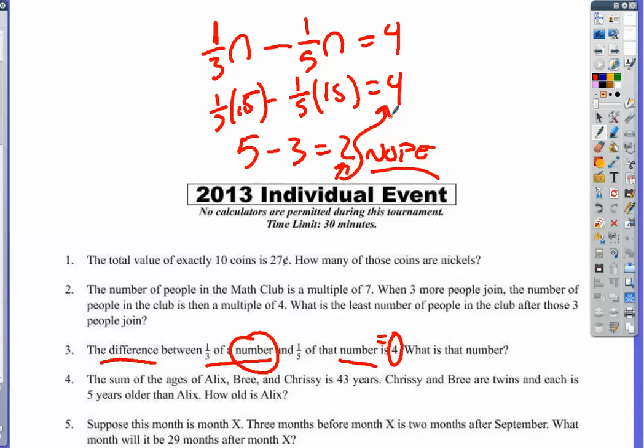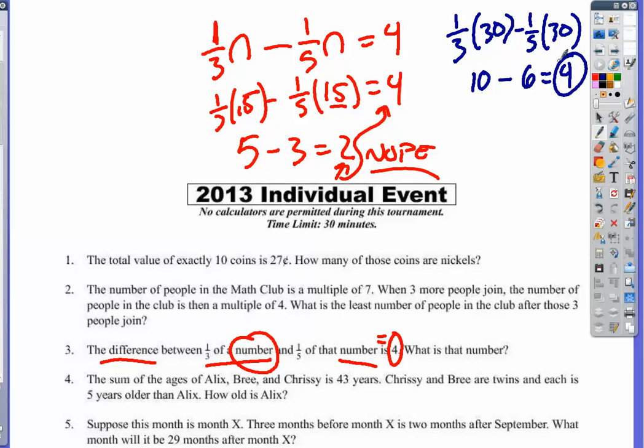So that must mean that this number must be twice as big. What's twice as big as 15? 30. So let's try 30. 1/3 of 30 minus 1/5 of 30. 1/3 of 30 is 10. 1/5 of 30 is 6. And we get a difference of 4. So the question is, what is the number? Well, the number is 30.